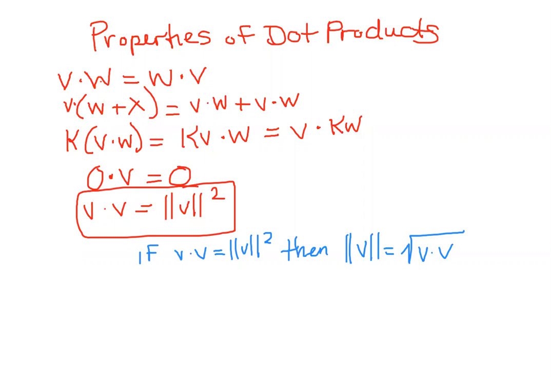So you can use the dot product to find the magnitude of each vector. I think this is kind of silly because let's just look at an example. Number 9, R equals 10, 24.